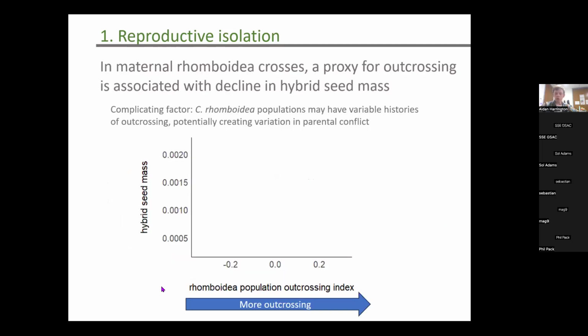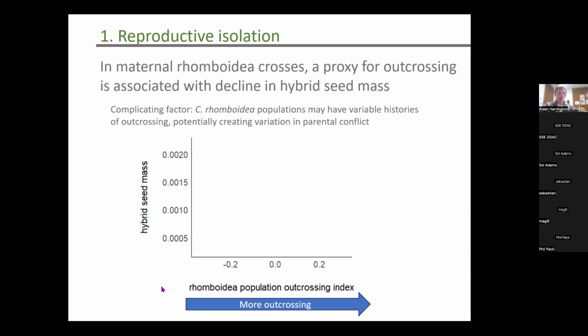There is a bit of a complication here, though, which is that I also found that in maternal rhomboidea crosses, a proxy for outcrossing is associated with decline in hybrid seed mass. So what does all that mean? So basically, this complicating factor here is that we know that Clarkia rhomboidea populations could have variable histories of outcrossing, which could create variation in parental conflict.